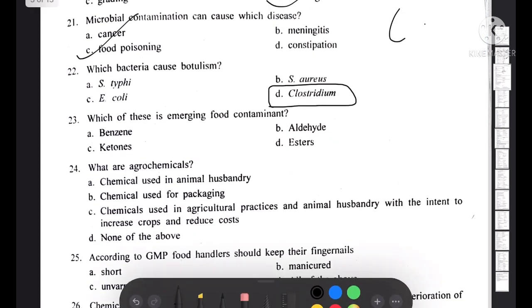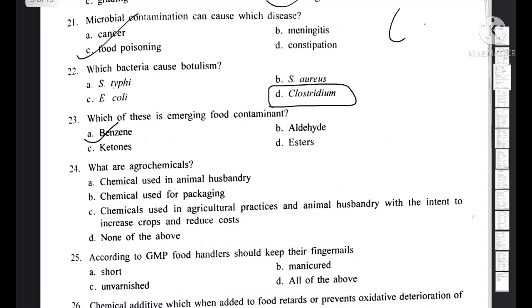Next, which of these is emerging food contaminant? The options are benzene, aldehyde, ketones, or ester. So the correct answer is benzenes. Benzenes are the emerging food contaminant.